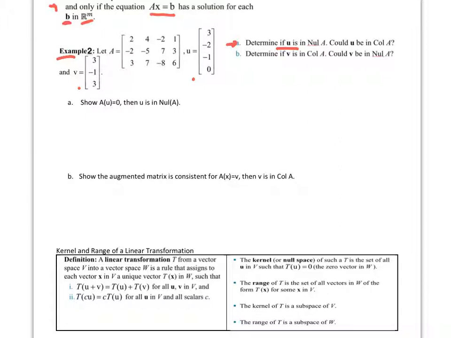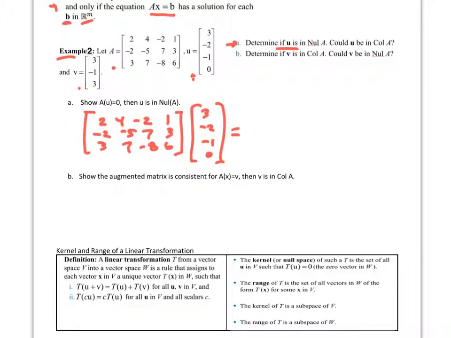What does that mean? Well, that means that if I take A times U, what's that got to equal? Yeah, it's got to be the 0 vector. So all we do is go ahead and multiply that. So I do 2 times 3, and 4 times negative 2, and negative 2 times 1, and 1 times 0, and add those together. We get 0. Okay.